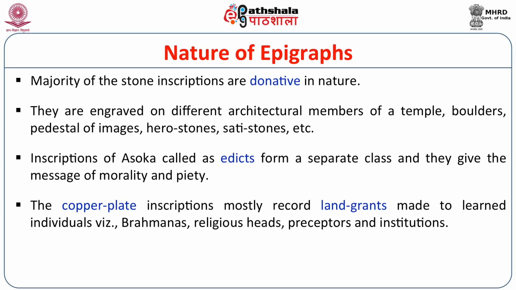Later, the copper plate inscriptions mostly record land grants made to learned individuals like Brahmanas, religious heads, preceptors and institutions. Thus, the inscriptions are basically divided into two categories, but there are various categories of inscriptions if we consider the content or the issue of the grants. That may be a different topic to discuss in the coming chapters.